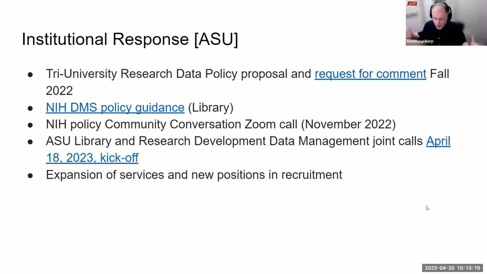So we had a long conversation. We're talking more than a year of formulating a proposal for a policy and then drafting what a policy would look like. And then in the fall of 2022, ASU put out a request for comment. So we allowed about a month or so for researchers to provide their feedback, which is available on the page that Fernando is going to be sharing in chat. You can actually see what some of those responses were.